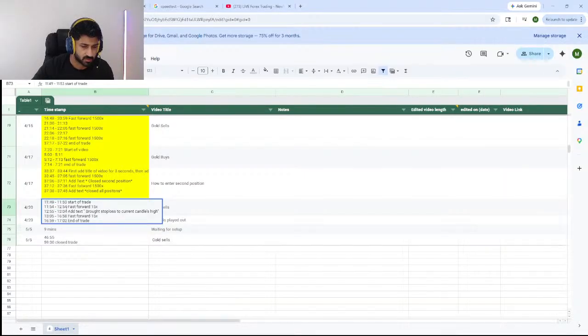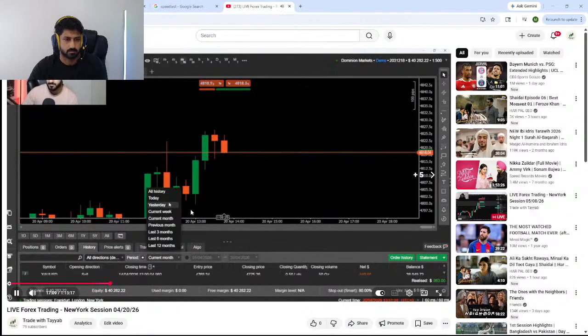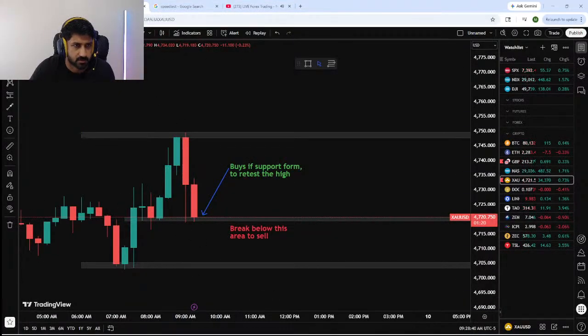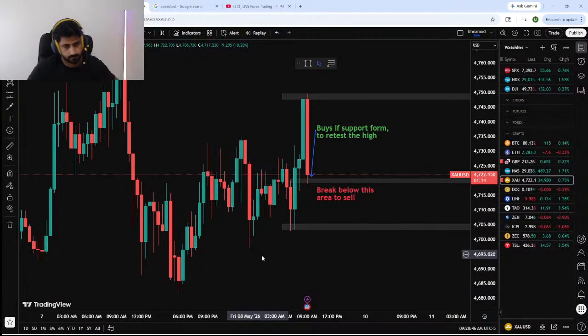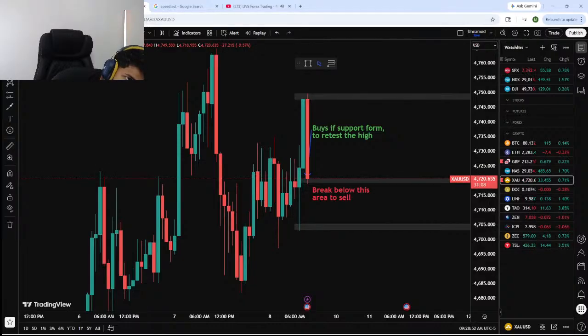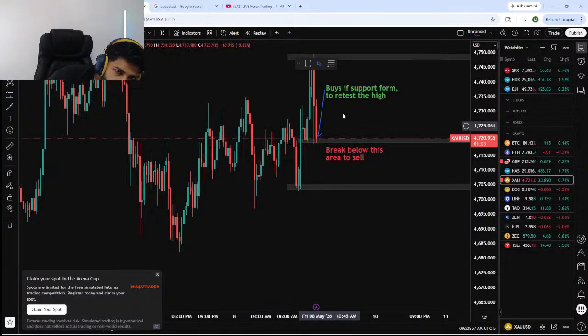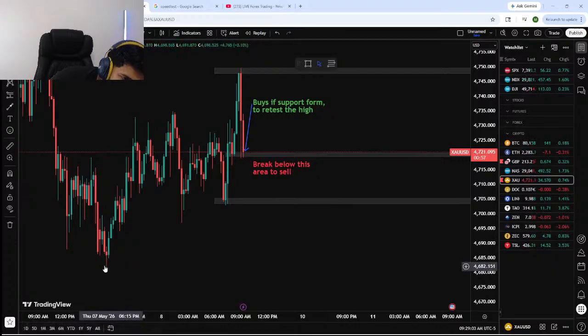We're gonna start with a trade like this as well. Nice retracement. There is a higher chance for price to continue to push down to these lows on the left hand side here.